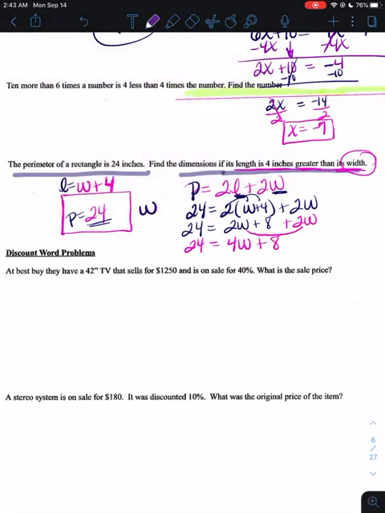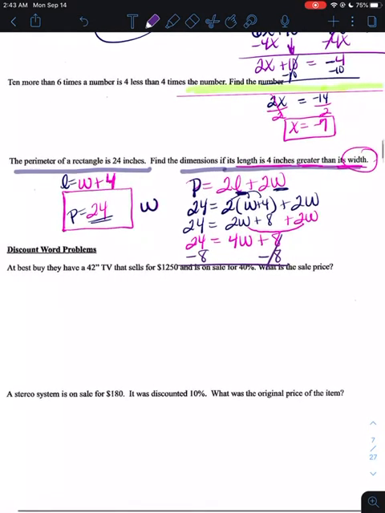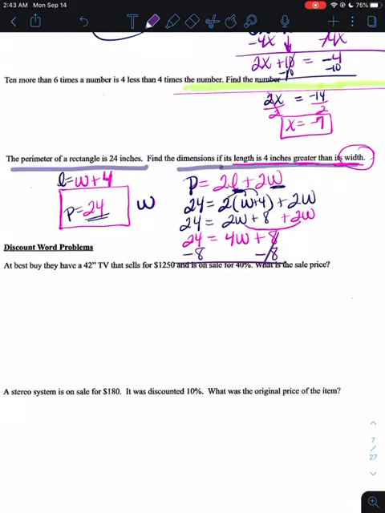Again, I'm trying to get W by itself. You want to solve for the variable. So I'm going to subtract 8 from both sides. Since I want the W by itself, I can get it by moving over this 8. So I'm going to subtract 8 from both sides. 24 minus 8 is 16 equals 4W.